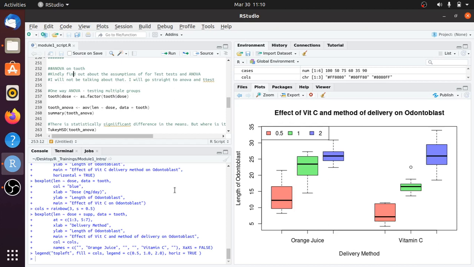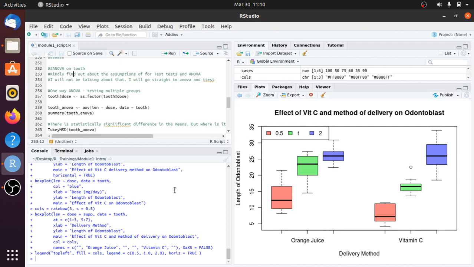So now we want to look at some statistical analysis before we call it a class. ANOVA, analysis of variance.